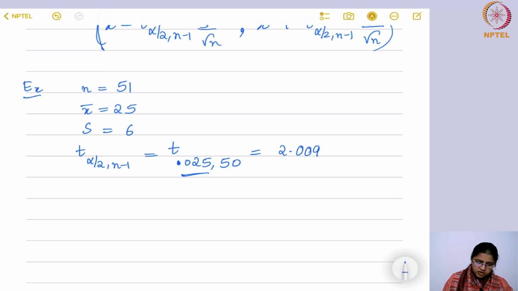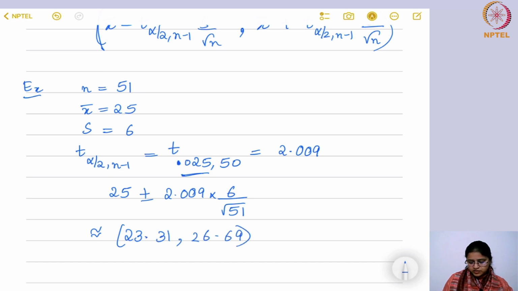2.009. So if you substitute the values, it would be 25 plus minus 2.009 times s divided by root 51. And if you solve this, it approximately comes out as 23.31 to 26.69, right? So this is the interval estimate that you obtain.